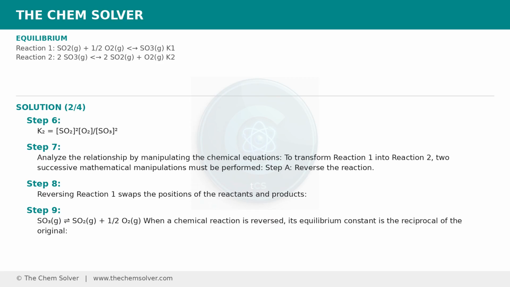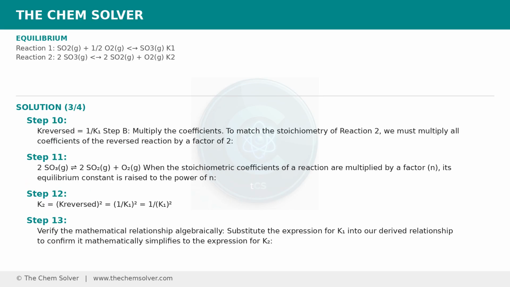Analyze the relationship by manipulating the chemical equations. To transform reaction 1 into reaction 2, two successive mathematical manipulations must be performed. Step A. Reverse the reaction. Reversing reaction 1 swaps the positions of the reactants and products: SO3 is in equilibrium with SO2 plus 1/2 O2. When a chemical reaction is reversed, its equilibrium constant is the reciprocal of the original. K reversed equals 1 over K1.